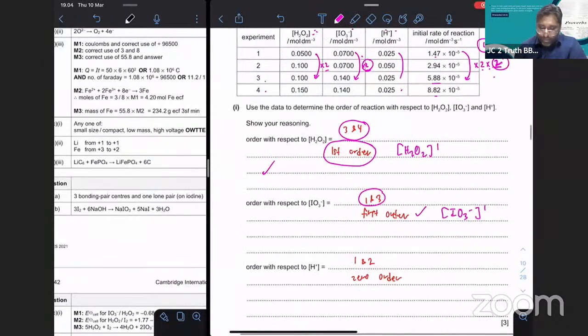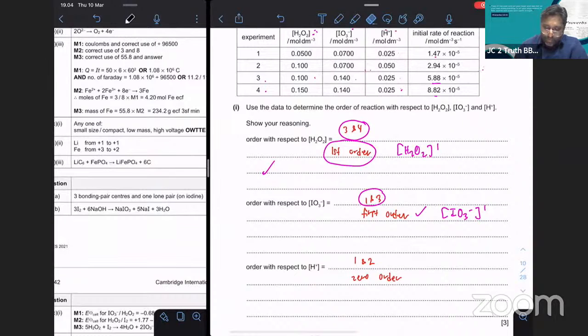Then I can use whatever information I have so far to calculate for H plus. If you look at H plus, I can see something like this. This one is double, times by 2, and this is the same, but this one is double. Let's use the same way. If this is double, of course this one must be times by 2. Then times with what?